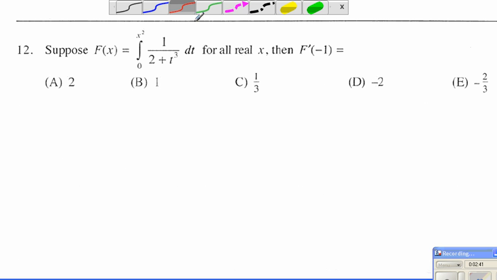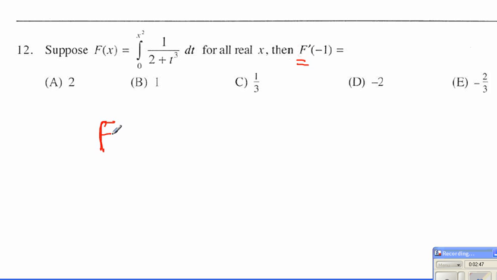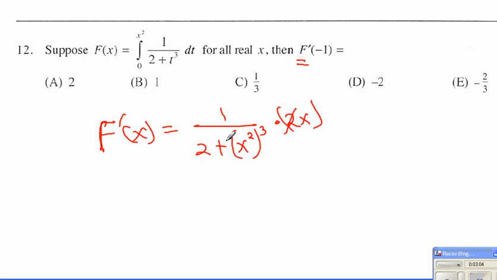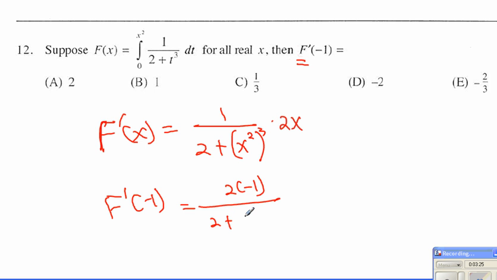Here, first we have to take the derivative of f. When you take the derivative of this one, f prime of x becomes 1 over 2 plus x squared to the third power, by simply substituting and multiplying by the derivative of the inside, which is 2x. Sorry, cube times 2x. But when you plug in negative 1, we end up getting f prime of negative 1, 2 times negative 1 over 2 plus negative 1 squared to the third power.